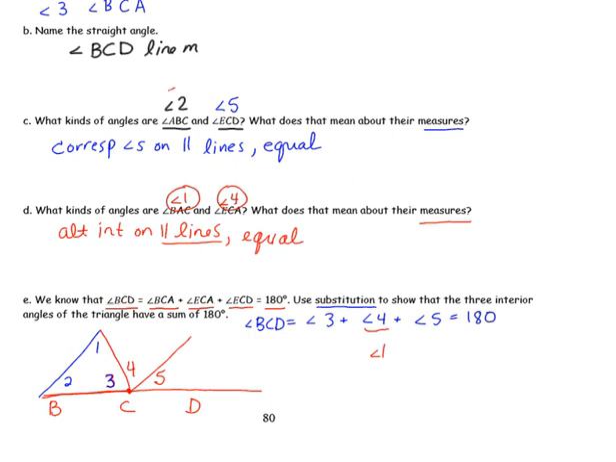We also know that angle 2 and angle 5 have the same measure. So I'm going to replace angle 5 with angle 2. Then I have the 3 angles in my triangle: angle 3, angle 2, and angle 1. And they equal 180 degrees. So we have used substitution to prove 180 degrees in a triangle.